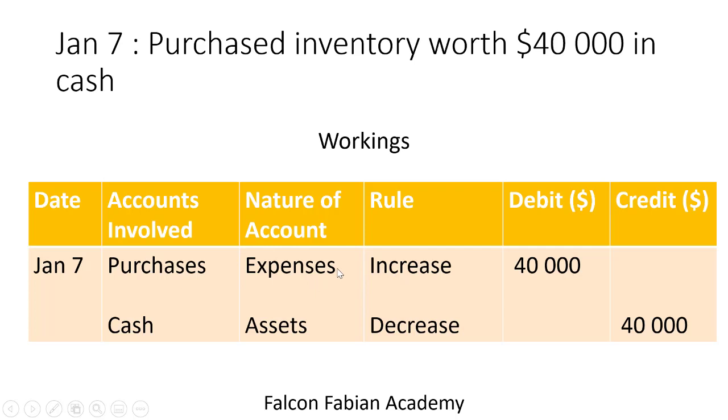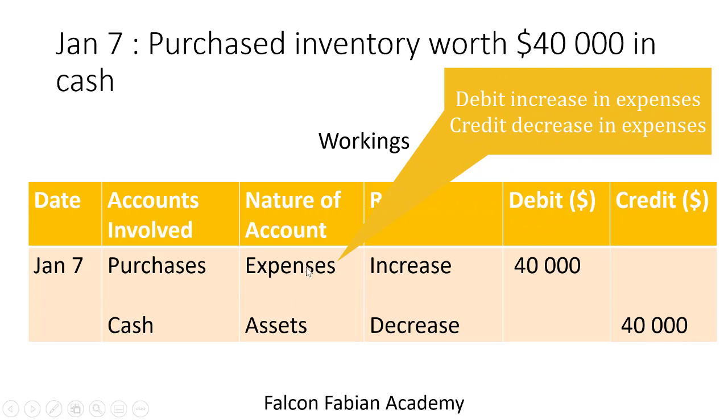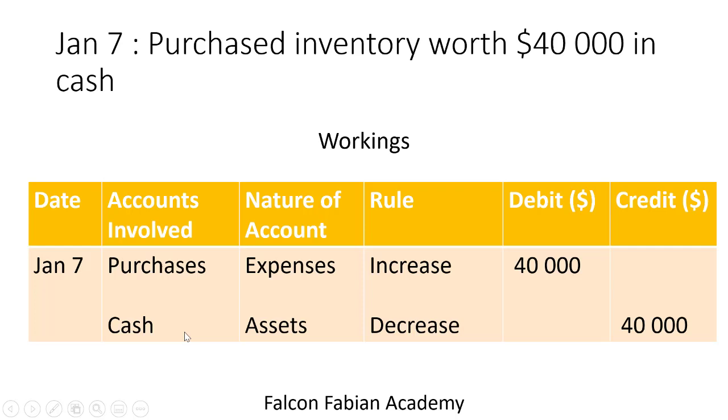And do you remember the rule for expenses? It was debit, increase in expenses, and credit, decrease in expenses. So here the account is purchases. It is an expense and there is an increase in the expense. Therefore, purchases account needs to be debited by 40,000. The second account over here is cash. Cash is an asset. Because you're paying for purchases, your asset is decreasing, and decrease in asset is always credited.